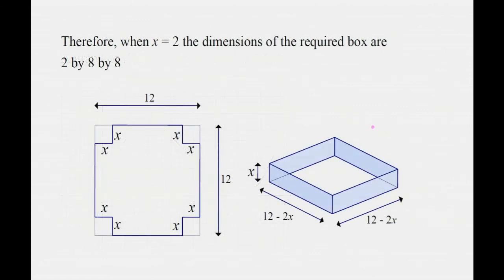So our conclusion is when x is 2, the volume of the box is the largest, and when x is 2, 12 minus 2x becomes 12 minus 4 or 8, so the dimensions of the box should be 2 by 8 by 8. The question wants us to find the dimensions of the box that will maximize the volume of the box, and the answer is 2 by 8 by 8.